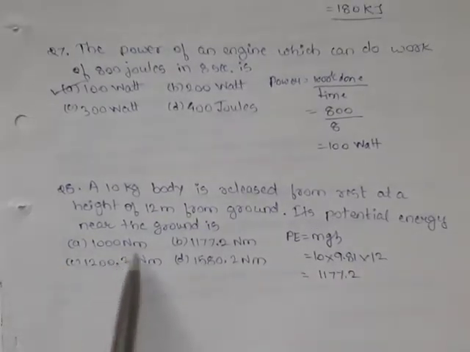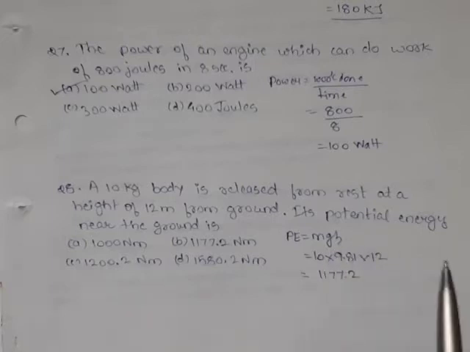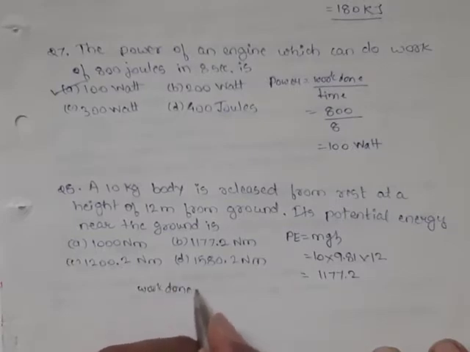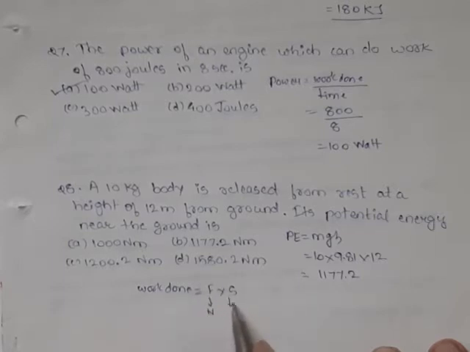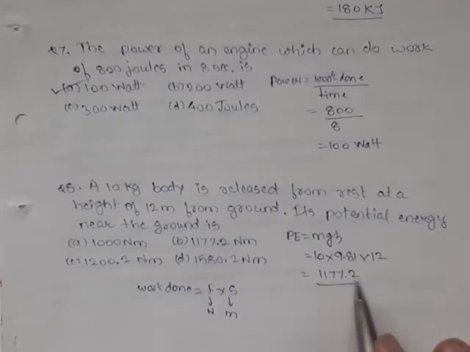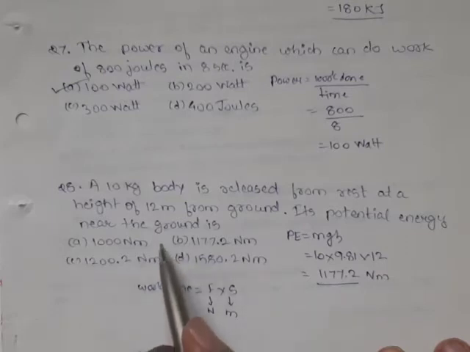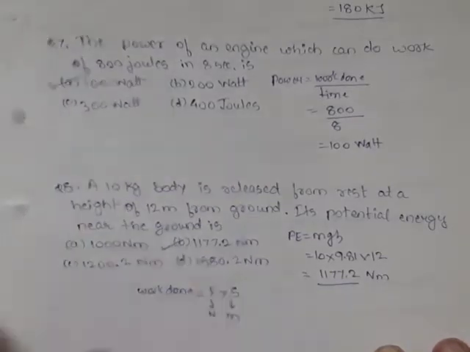Now what should be the unit? Here we observe that for all the four options, the unit is Newton meter. Now we know that potential energy is energy, and the unit of energy will be similar to the unit of work done. Work done is the product of force into displacement. The unit for force is Newton and the unit for displacement is meter. So whatever is the unit of work done, it is Newton meter. Same with the unit of energy. So the unit of this answer can be taken equal to Newton meter. So out of the four options, option B, 1177.2 Newton meter will be our answer for potential energy.